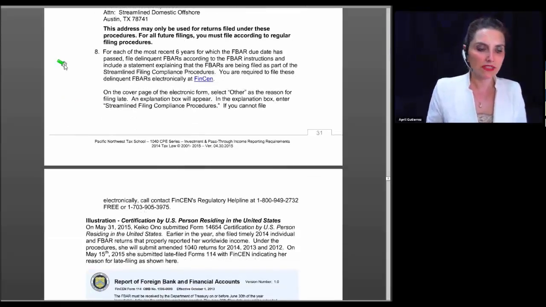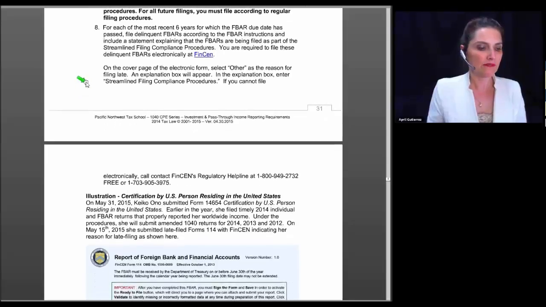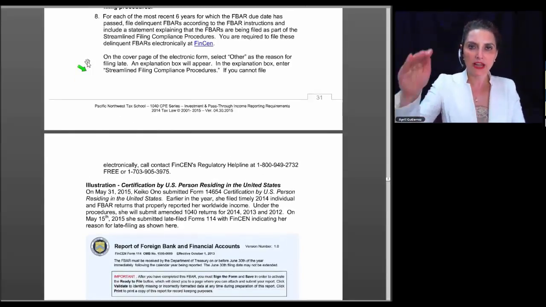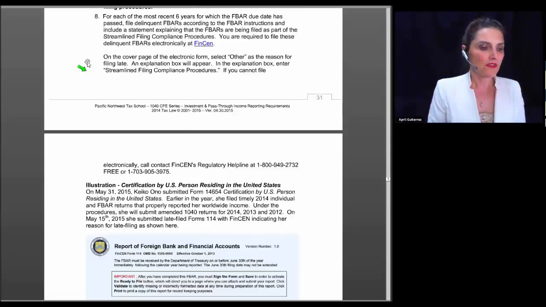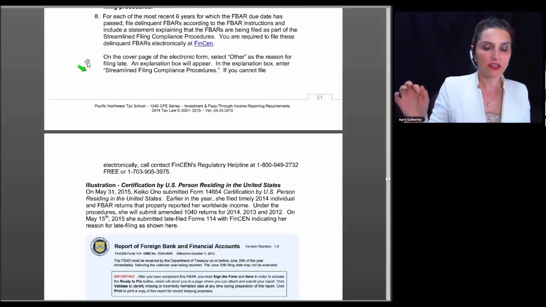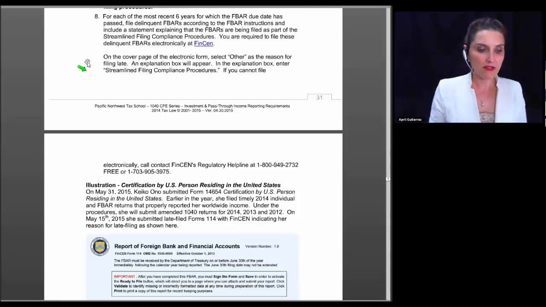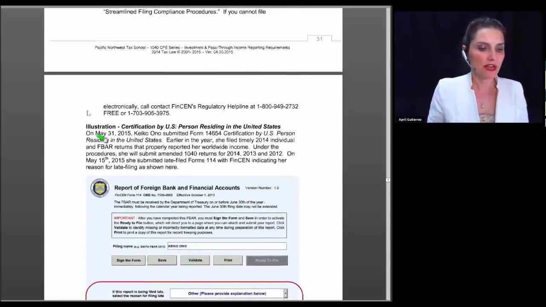For each of the most recent 6 years for which FBAR due date has passed, file delinquent FBARs according to the FBAR instructions and include a statement explaining that the FBARs are being filed as a part of the streamlined compliance procedures. You are required to file these delinquent FBARs electronically at FinCEN. When you are on the FinCEN site filling out the electronic format of the form, on the cover page of that electronic form, there is a drop-down menu for the reason for late filing, and you click on that drop-down menu, select option other, and then in the space provided, type streamlined filing compliance procedures. If you are having trouble filing those FinCENs electronically, there are some helplines here.